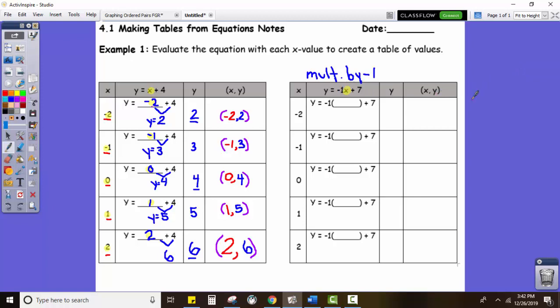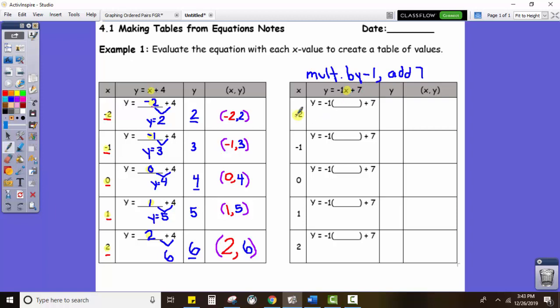And then there's a second step this time. I need to add 7 to it. The order of operations says take care of multiplication before you do addition or subtraction. So I will plug in a number, multiply it by -1, and add 7. I'll do that for every number I plug in. Multiply by -1 and add 7.